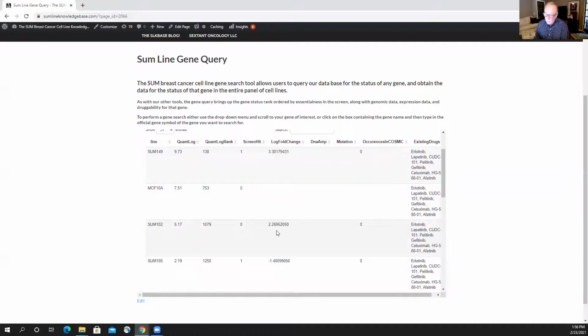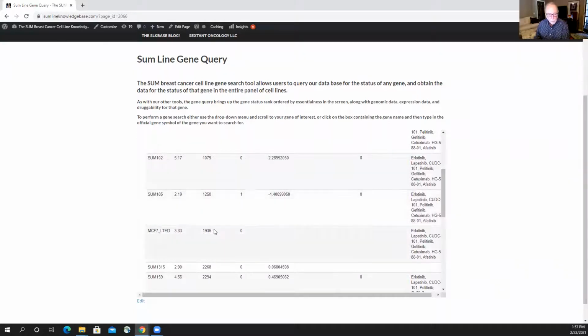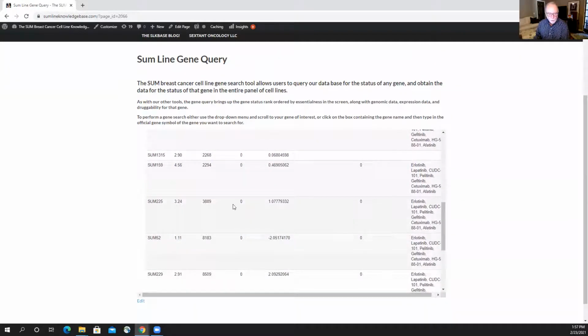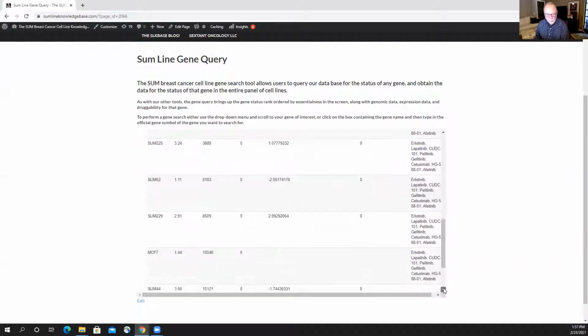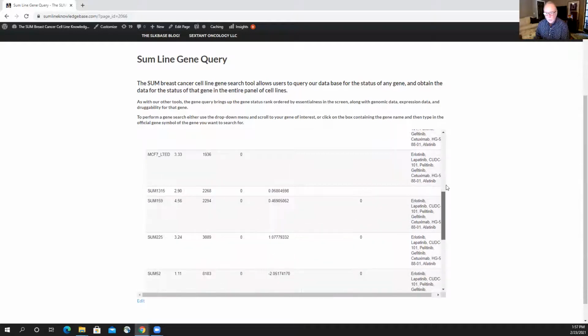SUM102, again, as we published, the cell line overexpresses EGFR. 1079, it's pretty darn close to that cutoff. In this case, we had more genes that were hits in the screen, so at SUM185, at rank 1250, it was considered a hit because that was in the top 5%. So what I suggest in looking at the query data for the SUM lines is that you pay very close attention to the quant log rank, and you can make your own decisions. When you start getting down to 3,000, 4,000, 8,000, these are pretty dead, pretty negative. It's not surprising that SUM44, which doesn't express EGFR, is at the bottom of the list, at 10,000. SUM190, which doesn't express EGFR, is down the list at 12,900, and so forth.